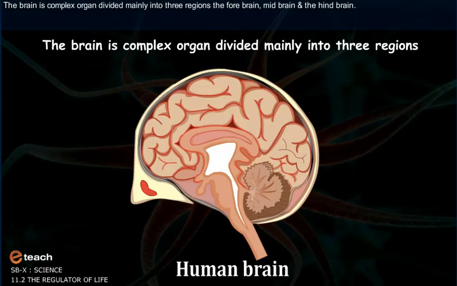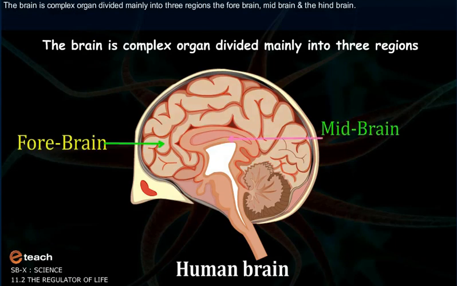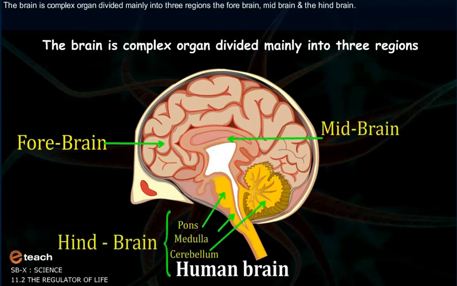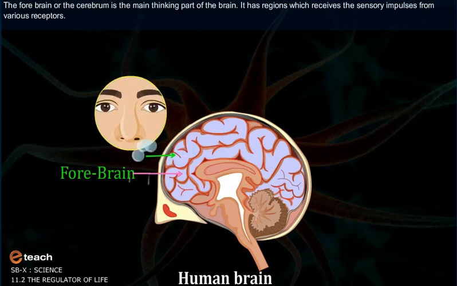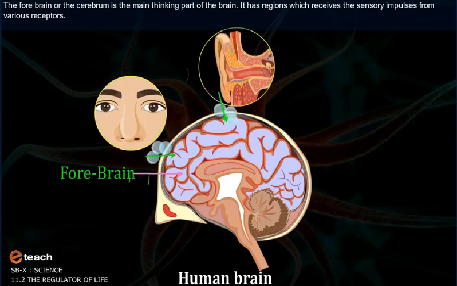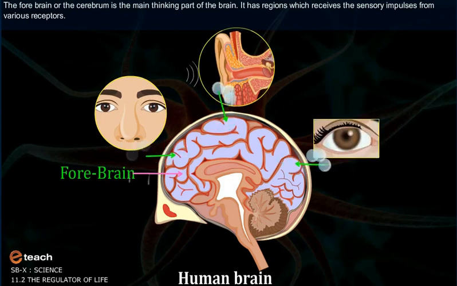The brain is a complex organ divided mainly into three regions: the forebrain, midbrain, and the hindbrain. The forebrain or the cerebrum is the main thinking part of the brain. It has regions which receive the sensory impulses from various receptors.